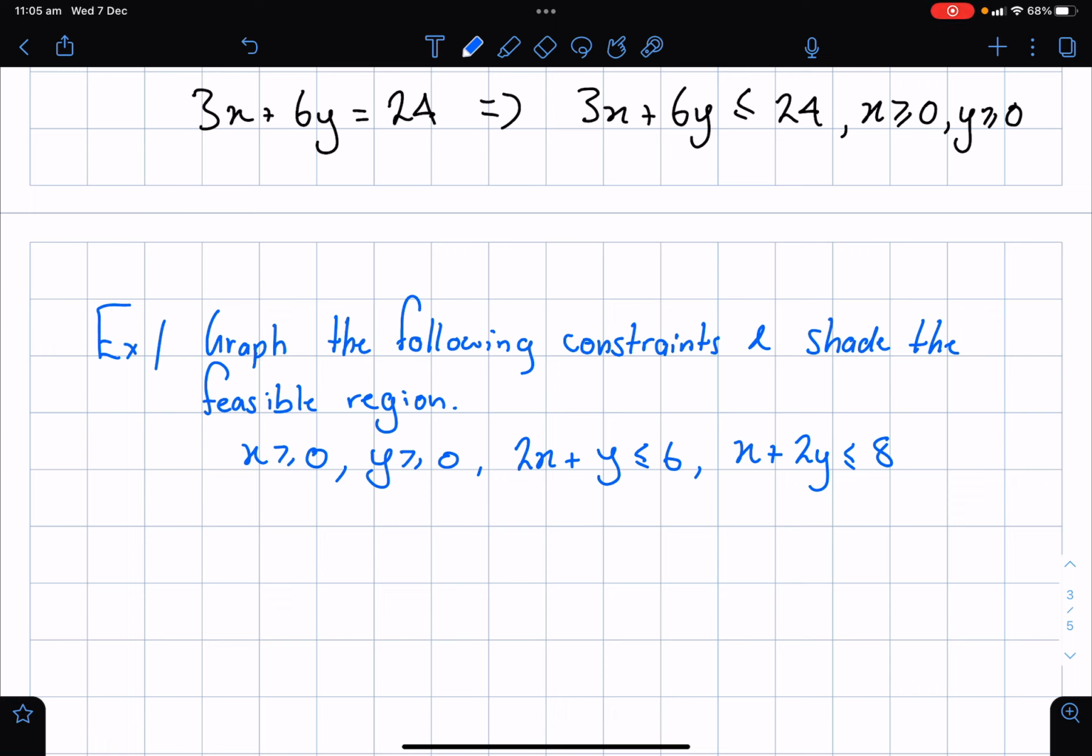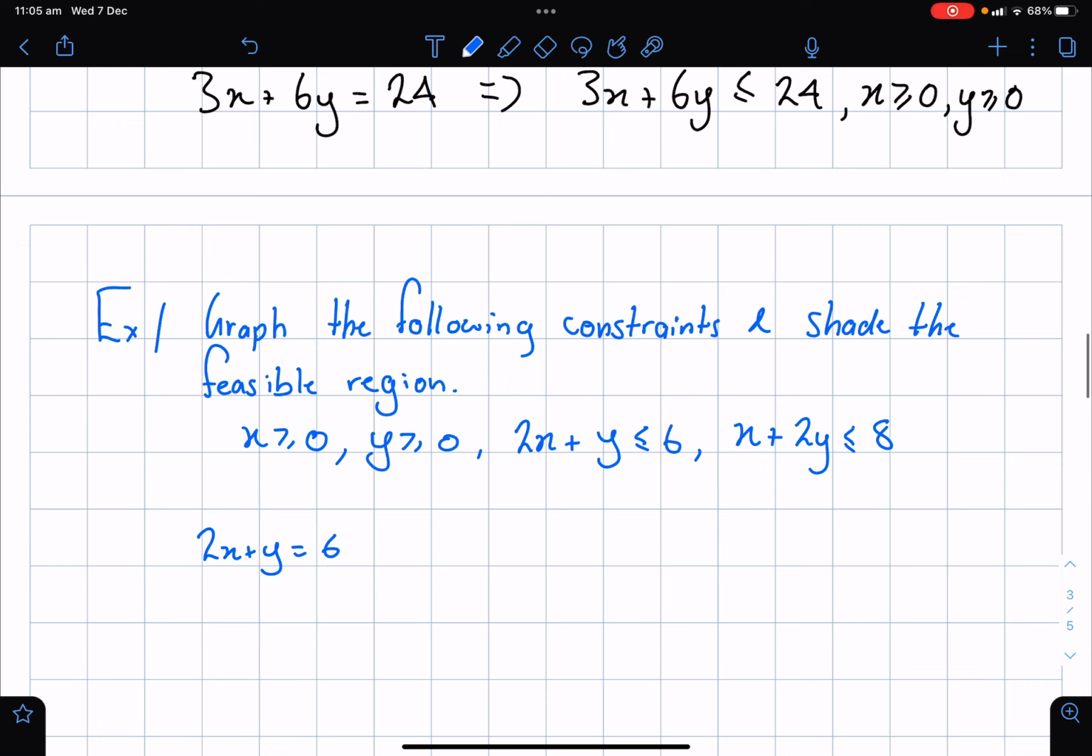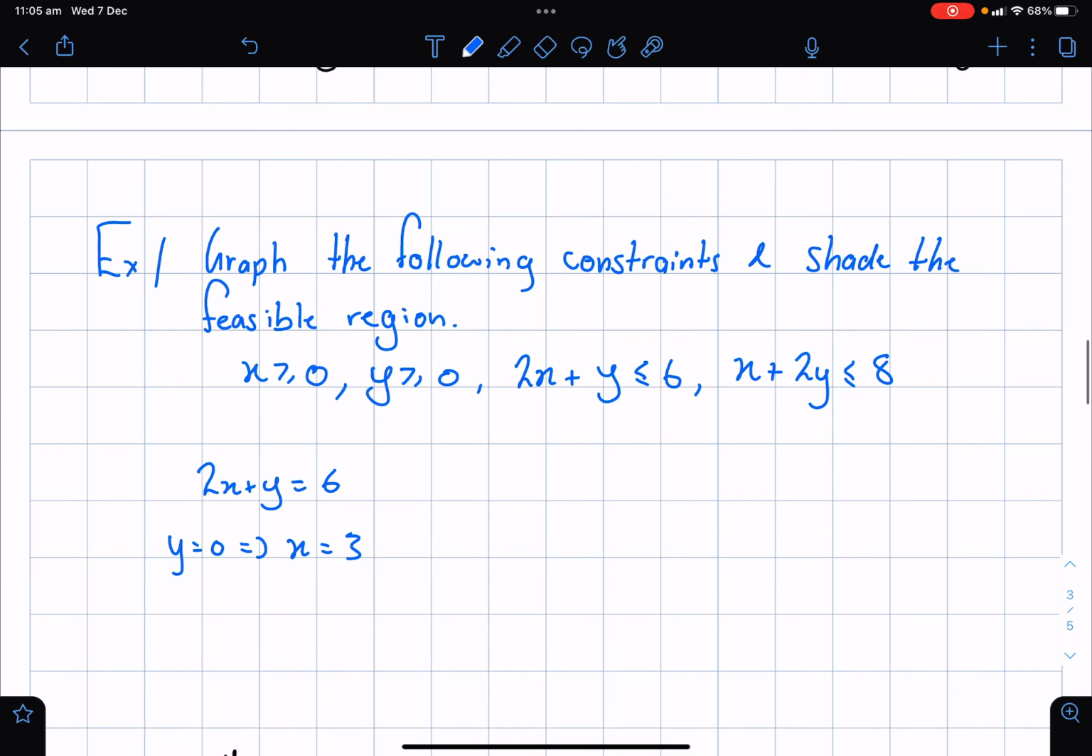8. So remember, when we're graphing linear equations, we only need 2 points, the x-intercept and the y-intercept. So if we're looking at 2x plus y, and we're going to look at equals 6. So we've got our constraint less than or equal to, but we still work with the equation as if it's equal to 6. Now, x-intercept is when y equals 0, so this implies x is equal to 3. I can trust that you can solve for these by now. So y-intercept when x equals 0, y equals 6.